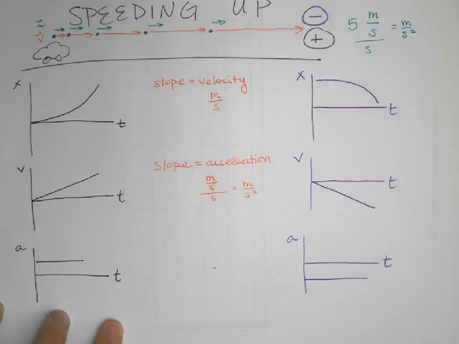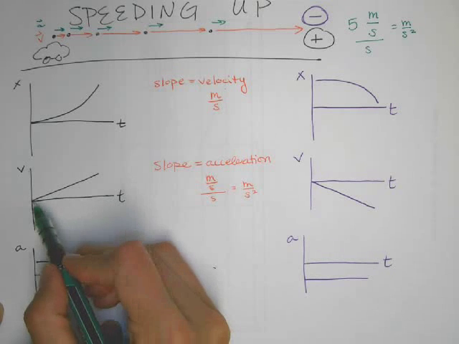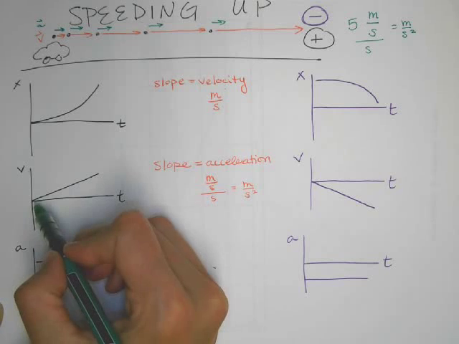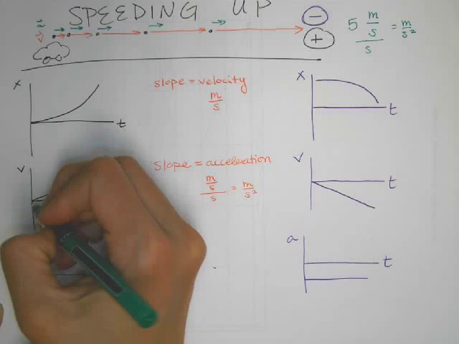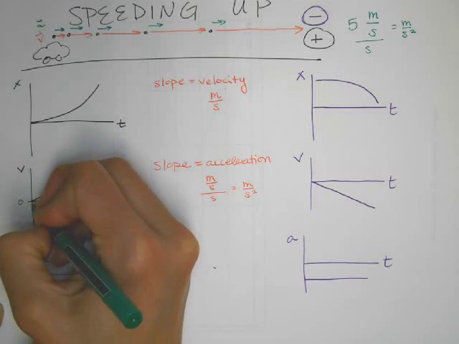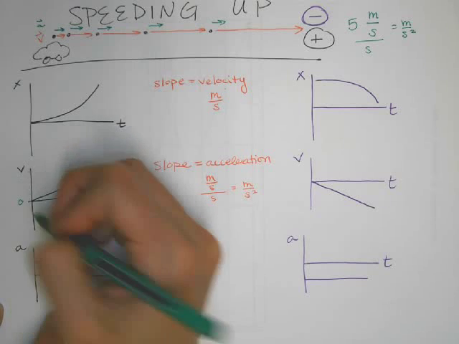Notice a few things about this speeding up situation. On our velocity versus time graph, as time goes on, the line gets farther and farther from zero. Remember that this point right here represents zero velocity.